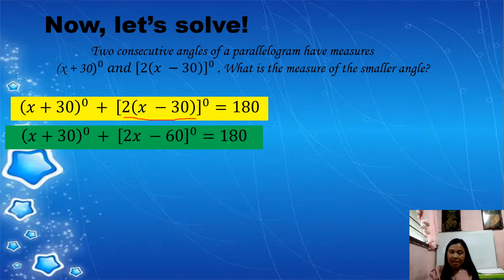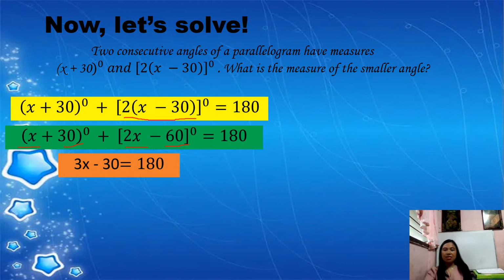After this, take note that the left side of the equation can be combined because there are like terms. We can add x plus 2x, and we can also add 30 and negative 60. Now, x plus 2x is 3x, while 30 minus 60 is negative 30. So we now have 3x minus 30 equals 180.